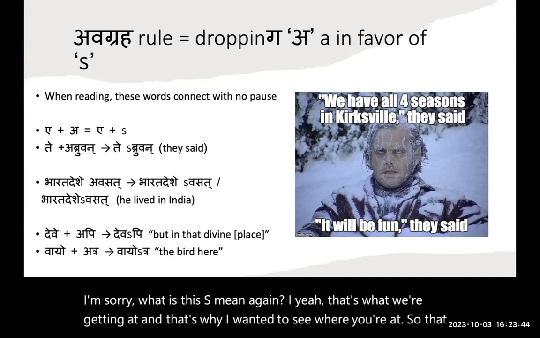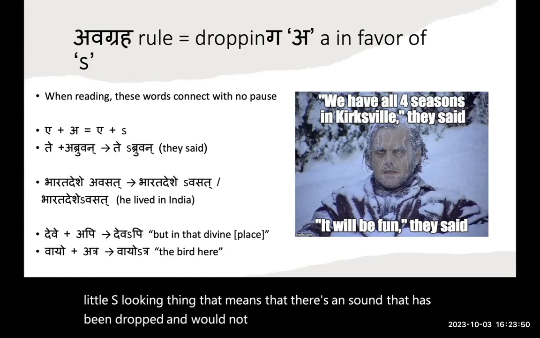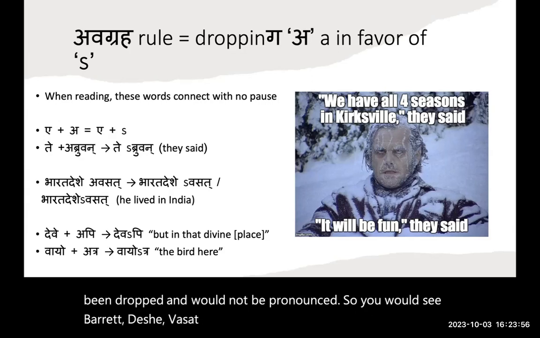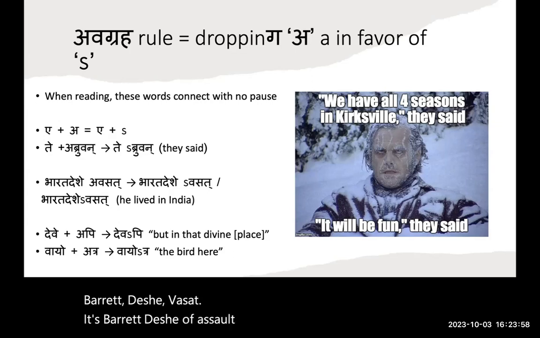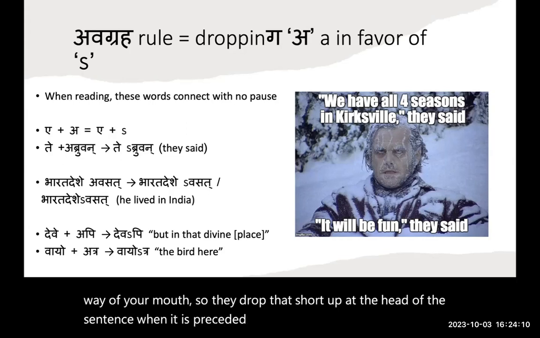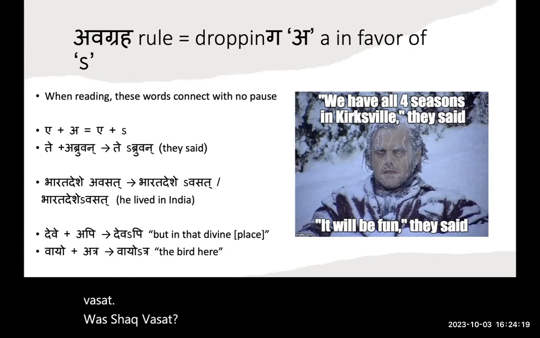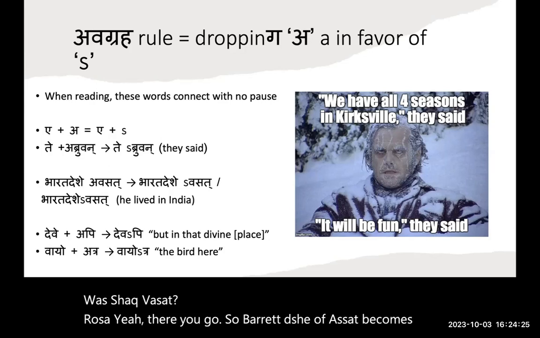So that little S looking thing means that there's an A sound that has been dropped and would not be pronounced. So you would see Bharat Deshe Vasat. It's Bharat Deshe Avasat, but Bharat Deshe Ava, that A gets in the way of your mouth. So they drop that short A at the head of the sentence when it is preceded by that E sound. So Bharat Deshe Vasat. Vasat. Yeah, there you go. So Bharat Deshe Avasat becomes Bharat Deshe Vasat.